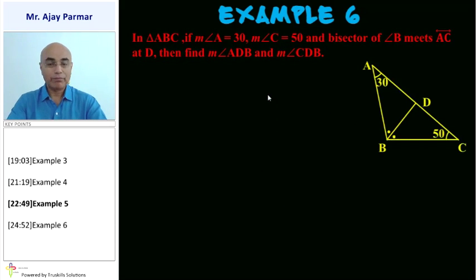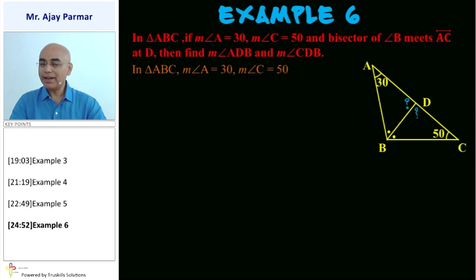Now we are given a figure where measure angle A in triangle ABC is going to be 30, measure angle C is going to be 50, and the bisector of angle B intersects line AC at point D. We are expected to find out measure angle ADB and measure angle CDB. If we find out one of these angles, the other angle, linear pair, can be found out very easily. Now it's not that difficult to solve this sum. We know two angles of the triangle ABC, that is angle A and angle C. So we can find out the third angle of the triangle, that is measure angle B. So let us see how do we solve this sum.